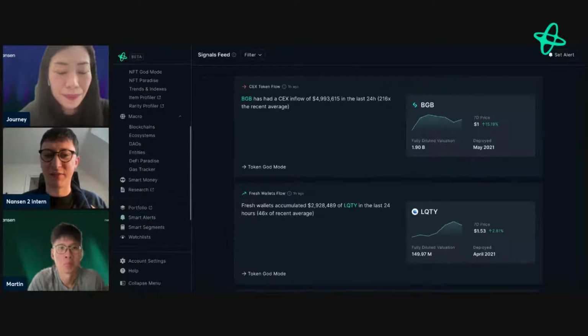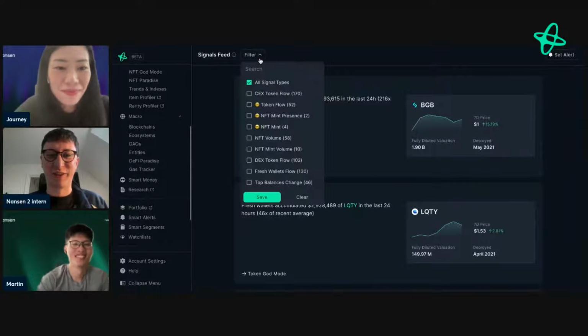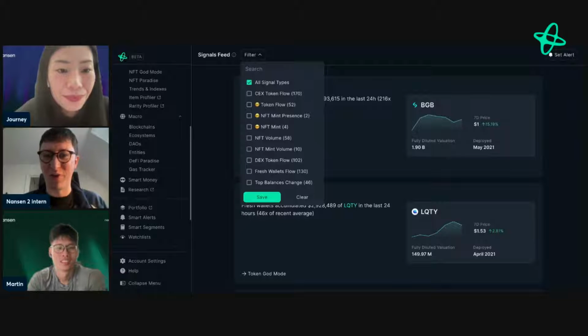This is the marketing team's account. So we generate our own alpha, share it in Slack so that we can always stay on top of everything, but more on that maybe later. One of the cool things about our signals feed is that you can apply filters.